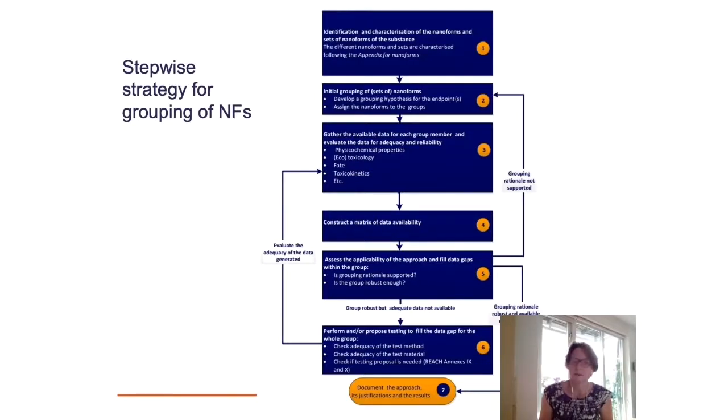And then initial grouping is proposed. So you have to develop a hypothesis for a specific endpoint or for several endpoints, so this hypothesis needs to be there. And then you have to gather the existing information for each of the members of the groups in this initial grouping hypothesis for the physical chemical properties, but also for toxicity, fate, toxicokinetics, etc.